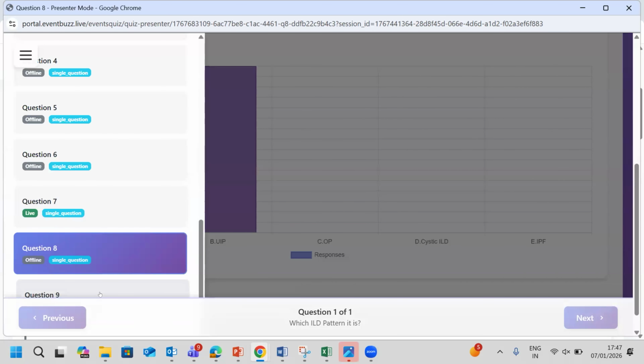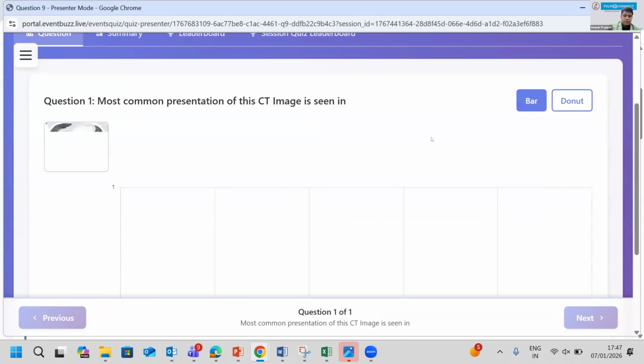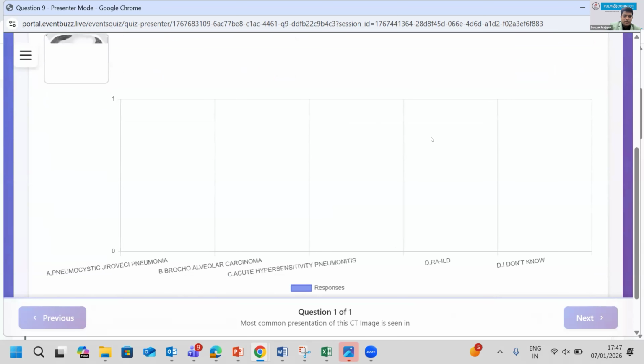Time's up for this one. Moving to question number 9. It is live now. Ninth question is, most common presentation of this CT image is seen in which condition?